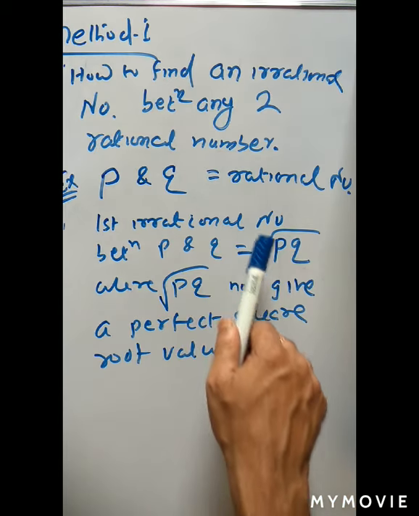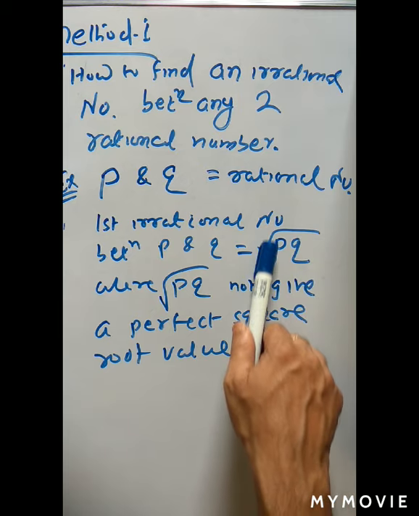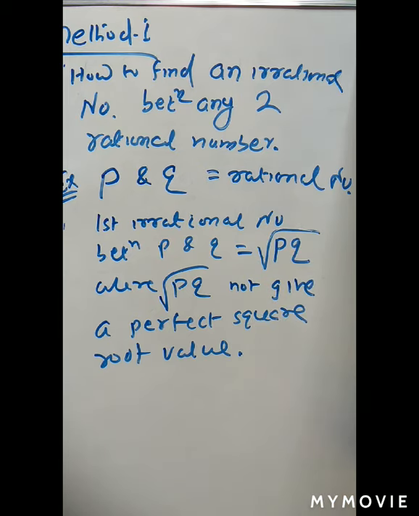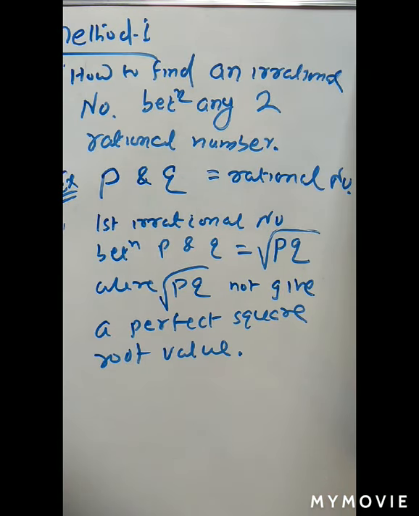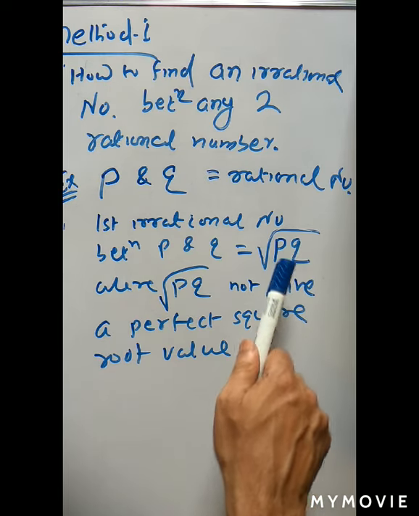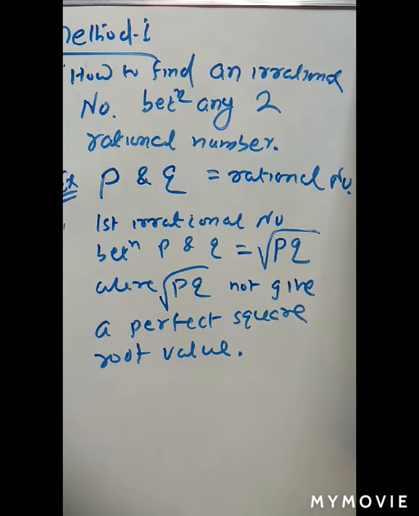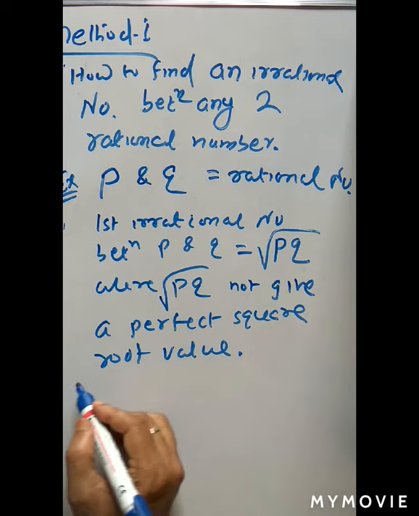An irrational number is a number where, when you find the square root, that square root value will not give the exact value. That is, it is a value which is non-terminating and non-recurring. Or you can say the PQ product should not be a perfect square of any number. The product of P and Q should not be a square of a perfect number. Okay, so let us take an example.